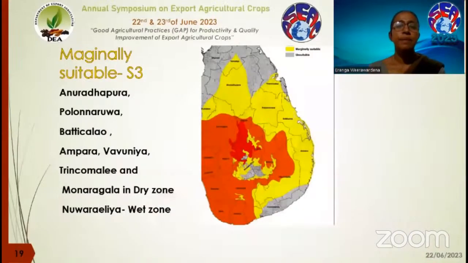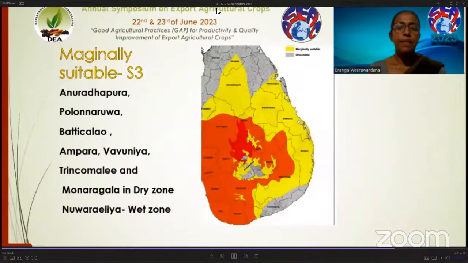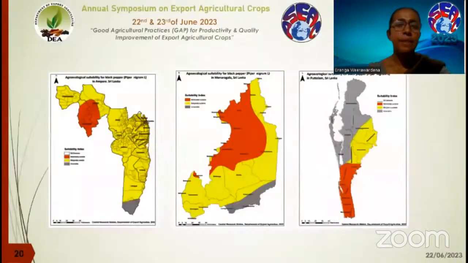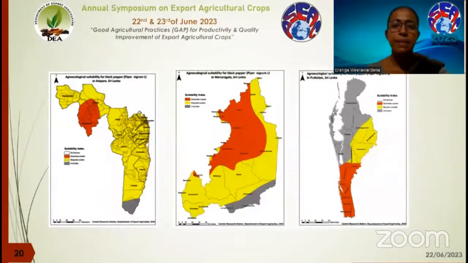Then let's move on to the marginally suitable class, which we identify as S3. In the dry zone, the districts in regions such as Anuradhapura, Polonnaruwa, Batticaloa, Ampara, Vavuniya, Trincomalee, and Monaragala, and some regions of the wet zone are also in this suitability class. Here you can see some district maps, Ampara, Monaragala, and Puttalam, and the marginally suitable areas in those districts.